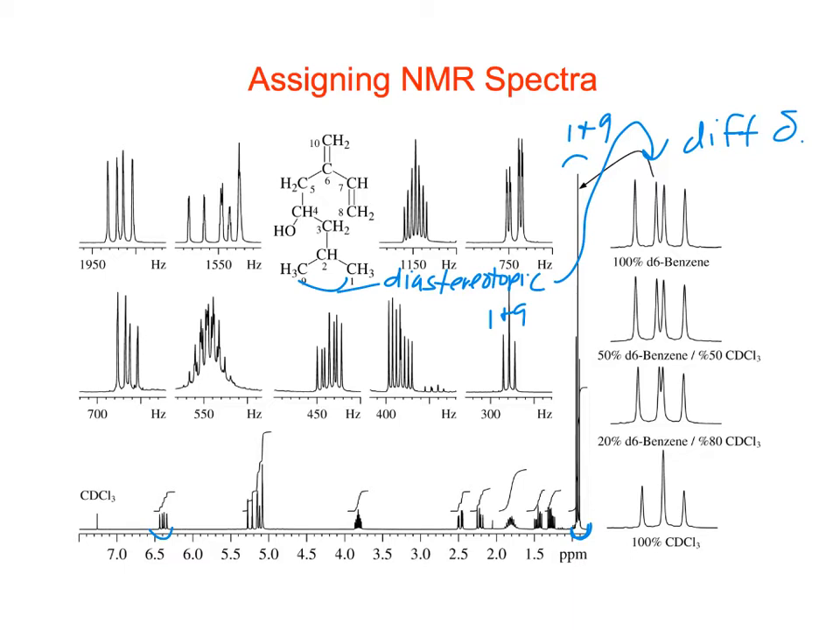For H7, how many splittings would we expect? Right, we have two protons on C8, so we'd have a cis and a trans coupling, right? And so we should get a doublet of doublets, right? So I would agree, this is H7.